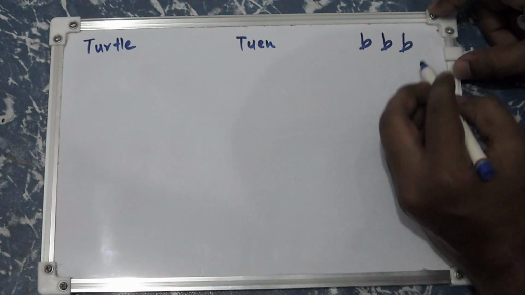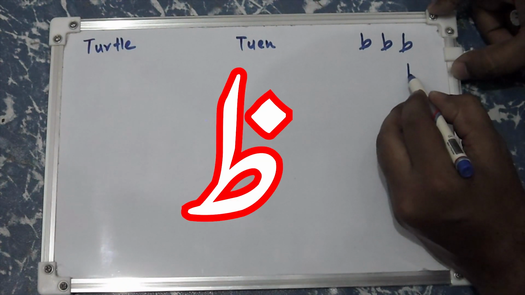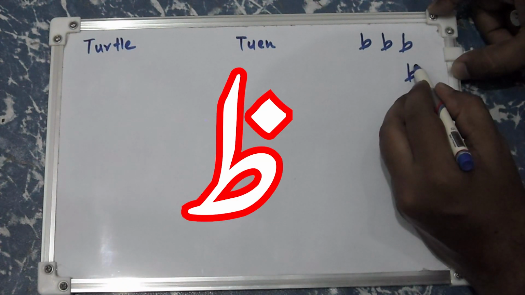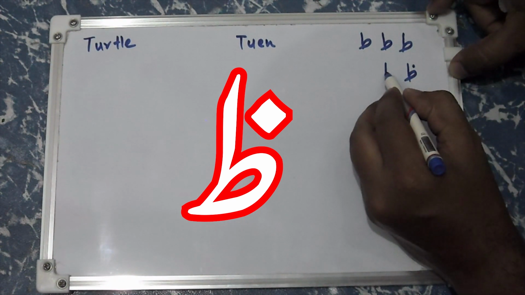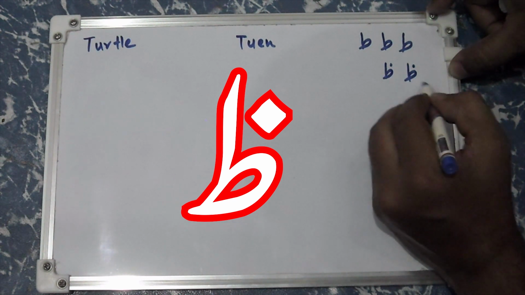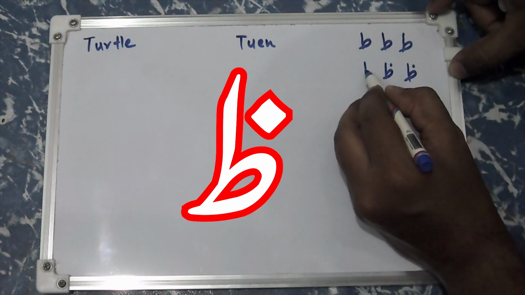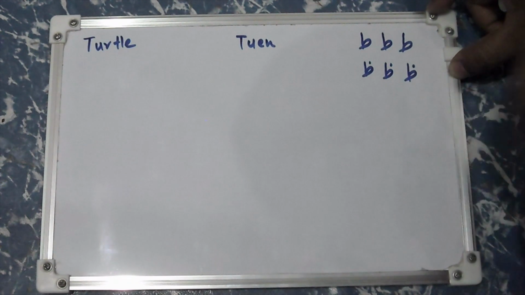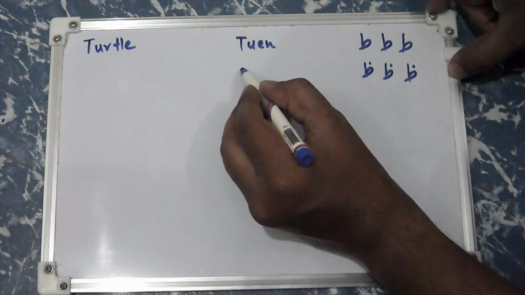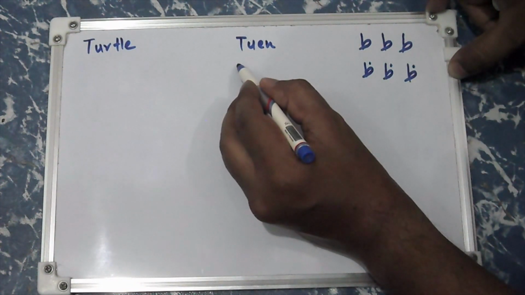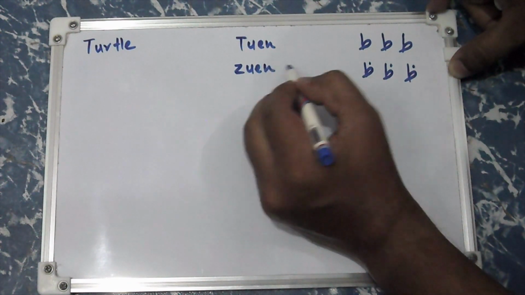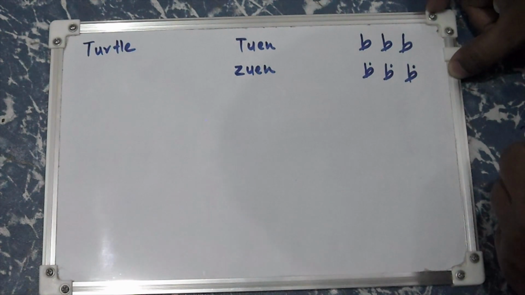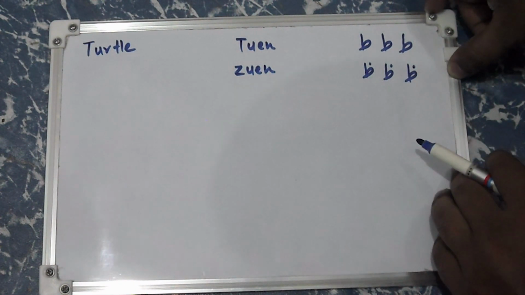So the next alphabet is Zoe. It's again similar to Toe, but it contains a dot. Okay, a point or a dot. So let me write Zoe for you. The sound of Zoe in the English language is like this: Zoe, Zoe, Zoe.